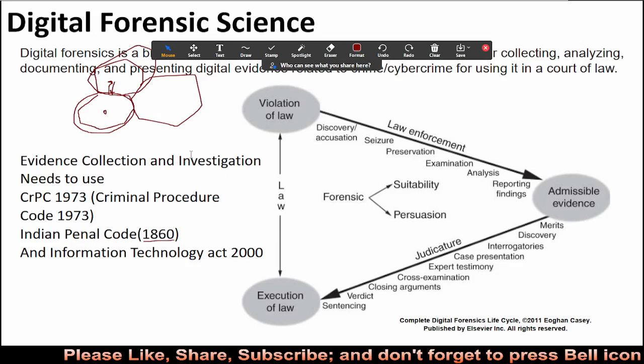Digital forensic science professionals need to abide by the law. That's why we are discussing this law very briefly, and we are going to see it in detail after this. So what is this Indian Penal Code? Indian Penal Code covers particular types of crime.